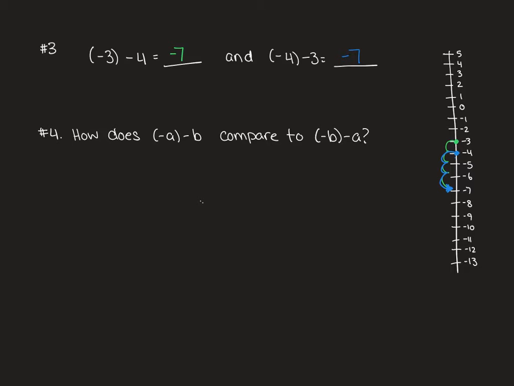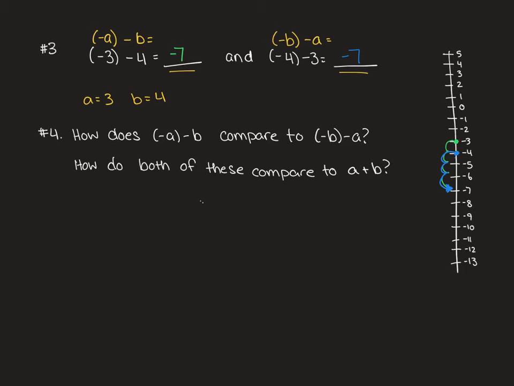Question 4 asks you to look at the answers from question 3. So they want to know how -A minus B compares to -B minus A. So if we match these up, -A minus B, which means that our A is 3, B is 4. So if we look at the next one, -B minus A, we should see that in both examples, the A is always replacing the 3 and the B is always replacing the 4. So what do you notice about the two answers?